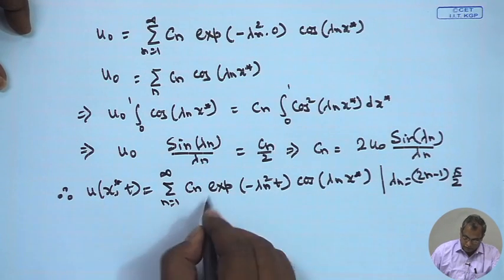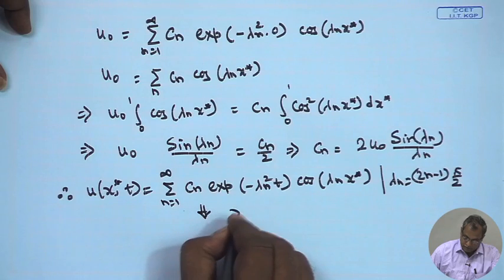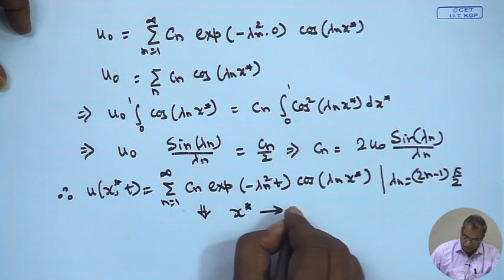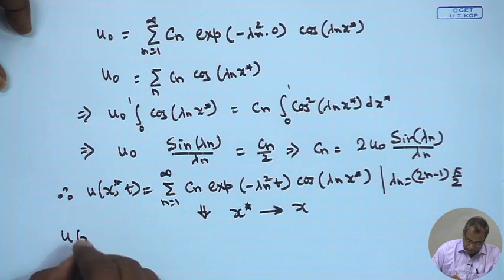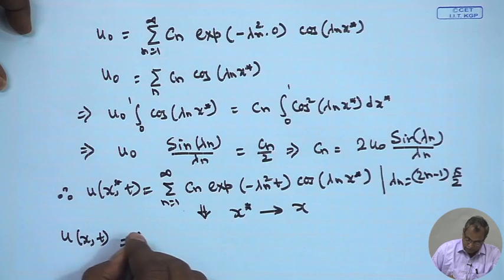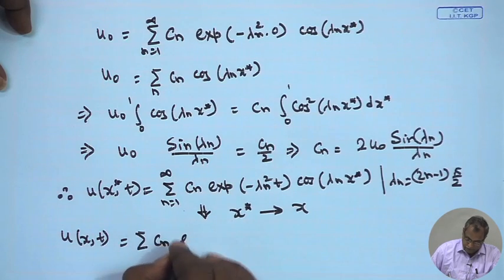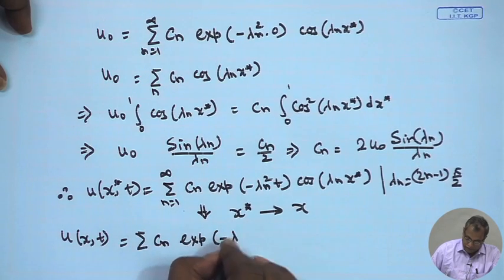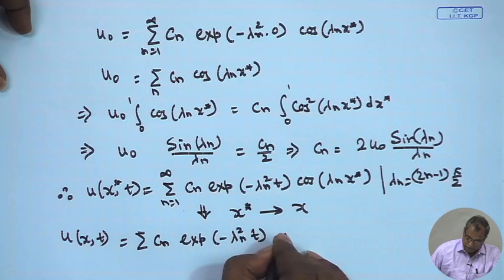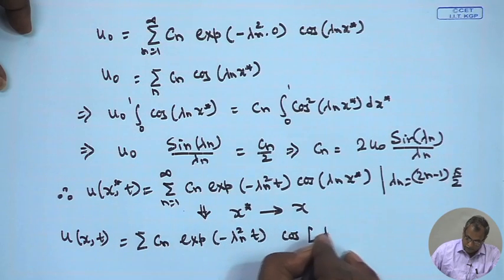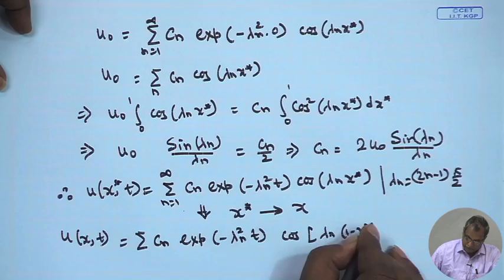And now, we get back into our original coordinate system, converting x star to x. Therefore, u as a function of x and t will be nothing but summation c n exponential minus lambda n square t cosine lambda n times (1 minus x).